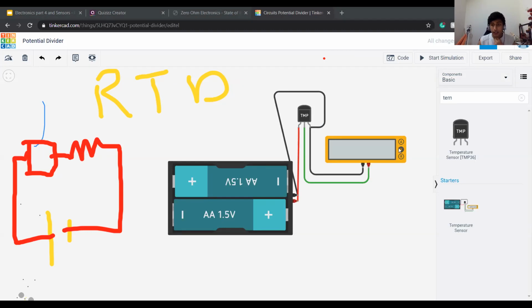So in the previous case, as the amount of light falling on this was changing, the value of resistance was changing. And so the reading on the voltmeter kept changing, right?